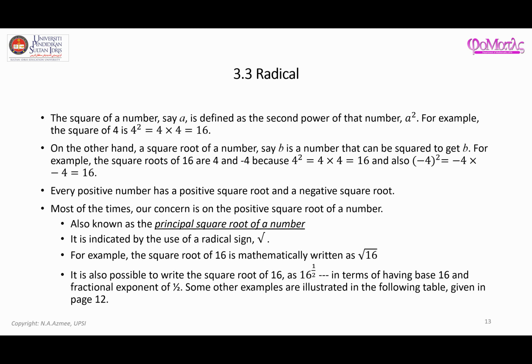Hi, Assalamualaikum warahmatullahi wabarakatuh. In this video, I'm going to talk about the idea of radical, and we're going to start off with the definition of square of a number.